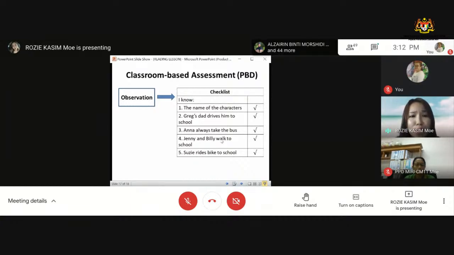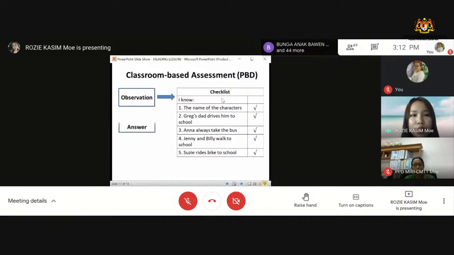Okay, you may want to ask me, what if my number of pupils is more than 10, like 20 or 30 pupils in the class? You may want to create checklists for groups. So this may be 5 groups. So, a checklist for the groups or pairs.